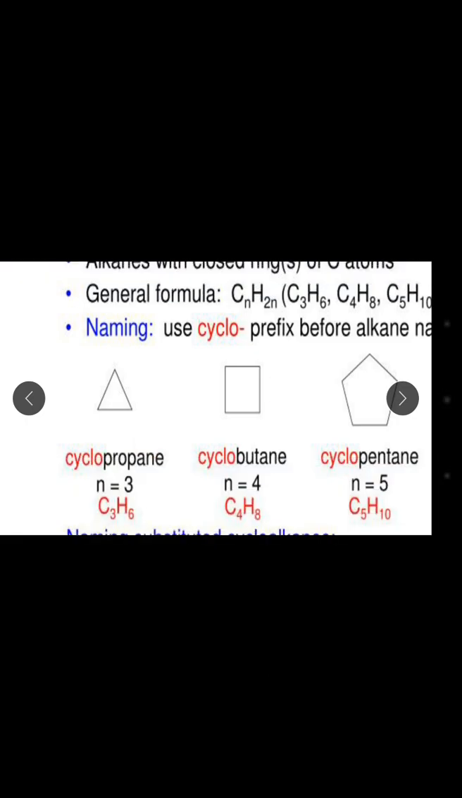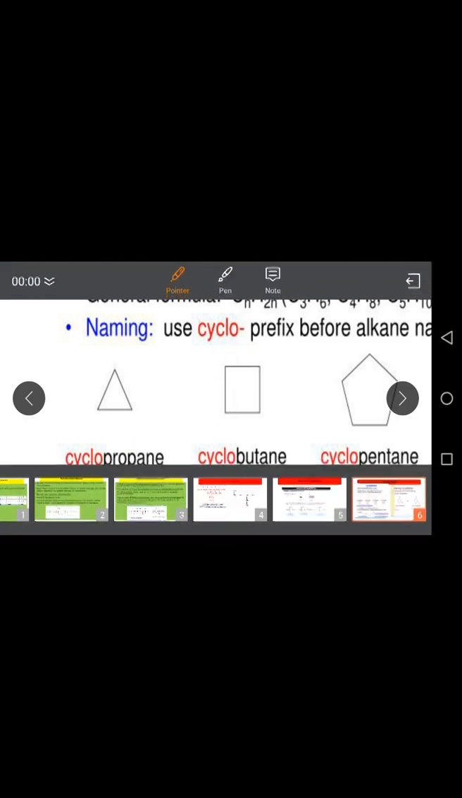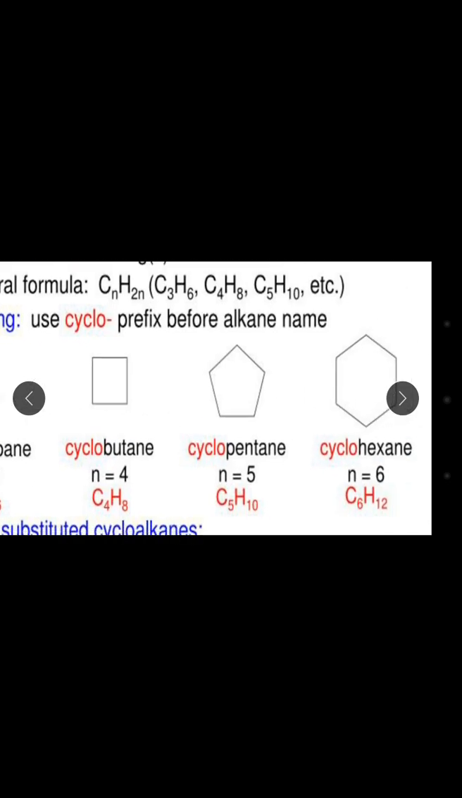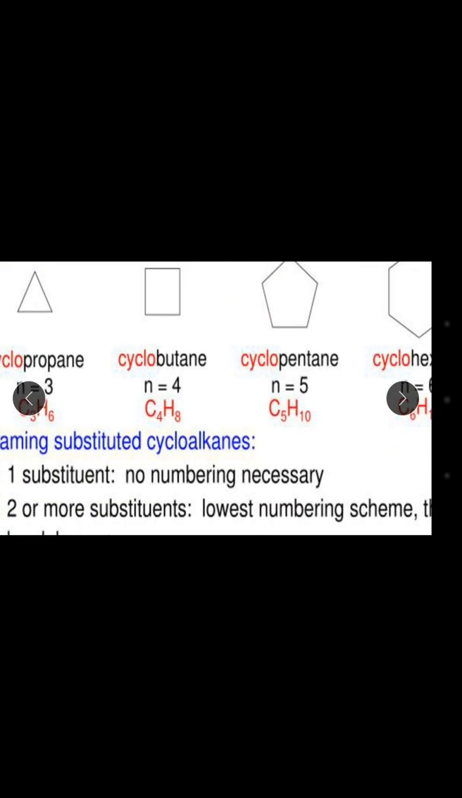If you look at this, you count 1, 2, 3, 4. Because it's 4, it's butane, so it's cyclobutane because it's in a ring form. This is pentane, it's 5-sided: cyclopentane, cyclohexane. You can have cycloheptane, cyclooctane, cyclononane, and cyclodecane. So it's as simple as that.